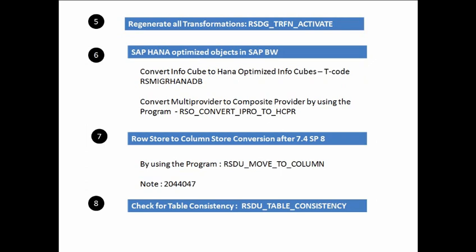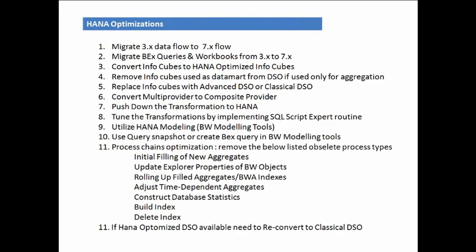That is part of the testing you do, and I think a lot of optimizations you carry out, like migrating 3.x data flow to 7.x, migrating your BEx queries or workbooks from 3.x. How do you migrate a BEx query to 7.x? You just open the BEx query in the 7.x query designer, then save it, and it gets migrated. And how to migrate a workbook? You open the 3.x workbook in 7.x, and later from the migration cockpit, you have a button which can migrate it automatically.